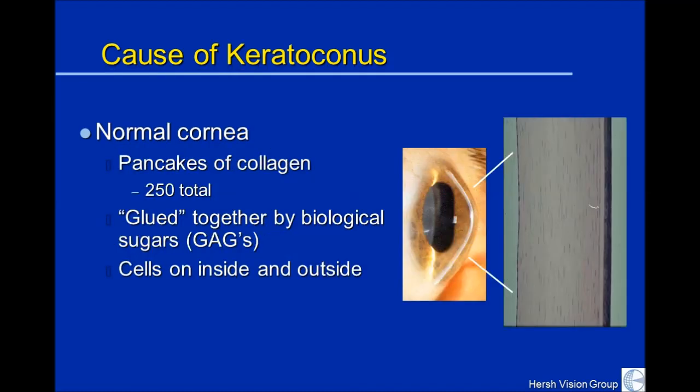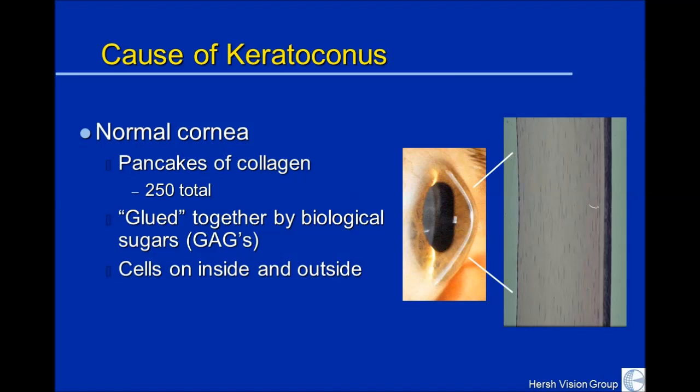So let's go back now and look at the actual structure of the cornea and what occurs in the cornea to cause it to have the manifestations that we see of keratoconus. The normal cornea, as you see here, and this is a blow-up, a photomicrograph of the normal cornea showing the corneal layers. This is the front of the cornea, which are the epithelial cells.